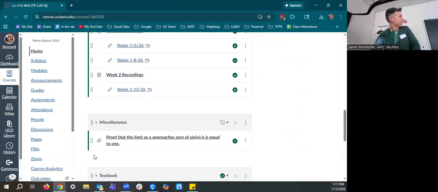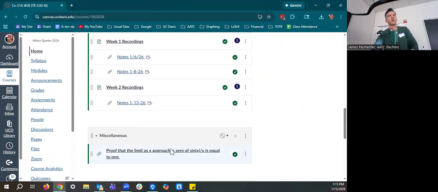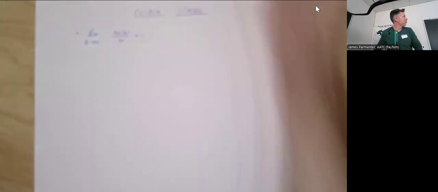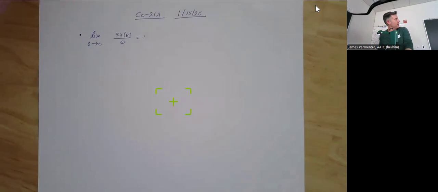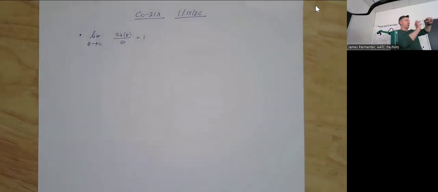Right? In the miscellaneous, there's a proof of the limit as x approaches 0 of sine x over x. It's kind of neat. Use the geometry. I do think it's interesting that what you're really saying with this is that as theta gets really, really, really, really small, the sine of theta and the angle theta approach the same value essentially, right? Because their quotient is equal to one. Kind of neat.